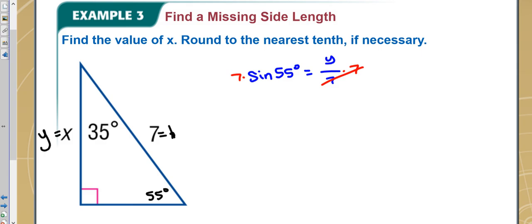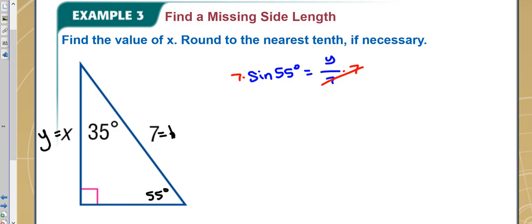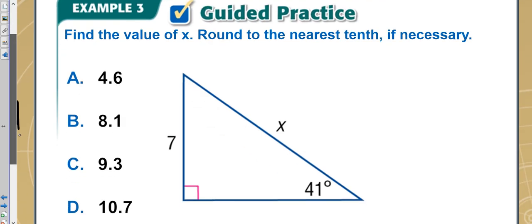So my answer, according to this, is 5.734. So here we got y equals 5.734. It says round to the nearest tenth if necessary. They actually used the letter x, so though I have y there, I'll put an x here. x equals 5.7, and that would be your answer. Now you go ahead and try this problem. See if you can come up with a value.